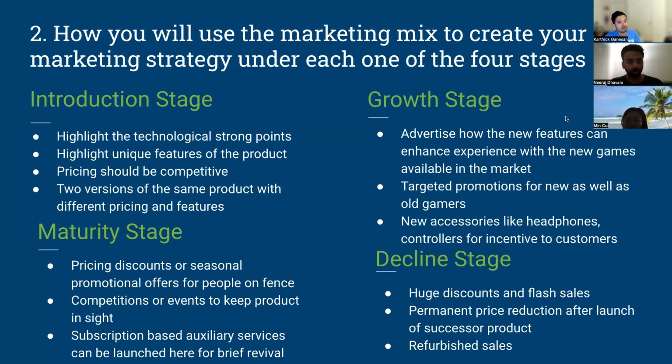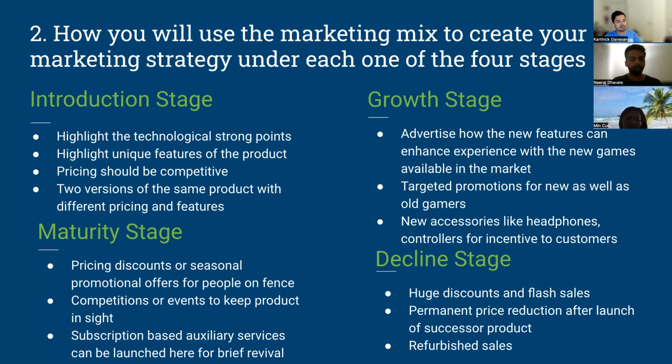Thank you, Min. So I would like to present the marketing mix strategy which would be most optimum for a product like PS5. Now, in the introductory stage, the best way to create a strategy would be to focus on 2 points, that is the technological strong points of the PS5 with the price point. Because I believe these two are the main features on which entering the market is best.